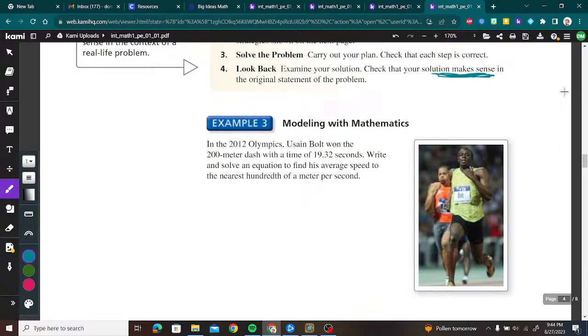So in the 2012 Olympics, Usain Bolt won the 200-meter dash with a time of 19.2 seconds.